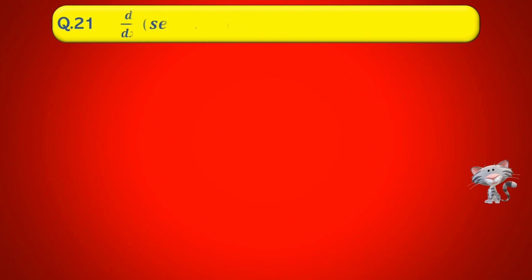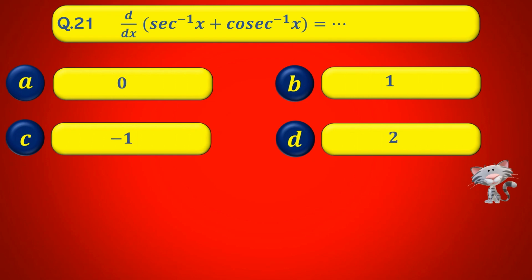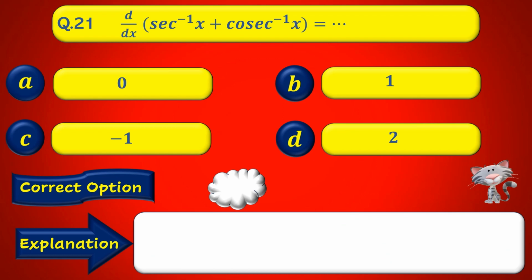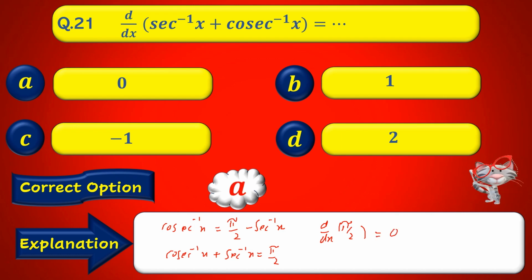Question 21. d by dx of secant inverse x plus cosecant inverse x is equal to. And the options are, what is the correct option? Let's explain it. We know that cosecant inverse x is equal to pi by 2 minus secant inverse x. It is a well-known fact. We can write it as cosecant inverse x plus secant inverse x is equal to pi by 2. So now we only find the derivative of pi by 2. As pi by 2 is a constant, its derivative will be 0. So the correct option is option A.